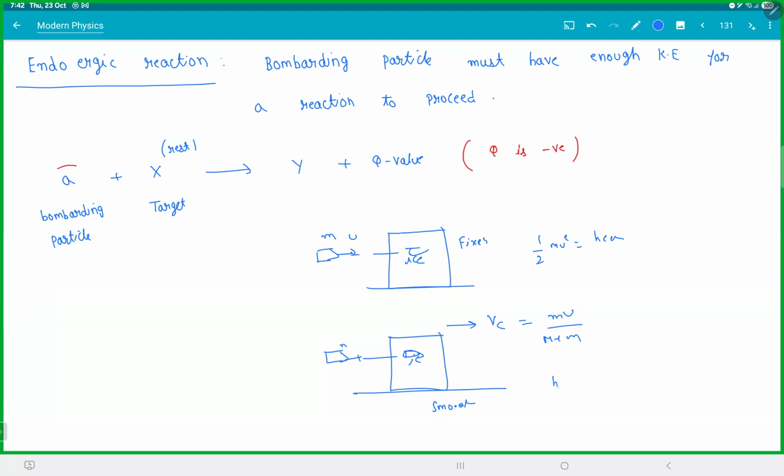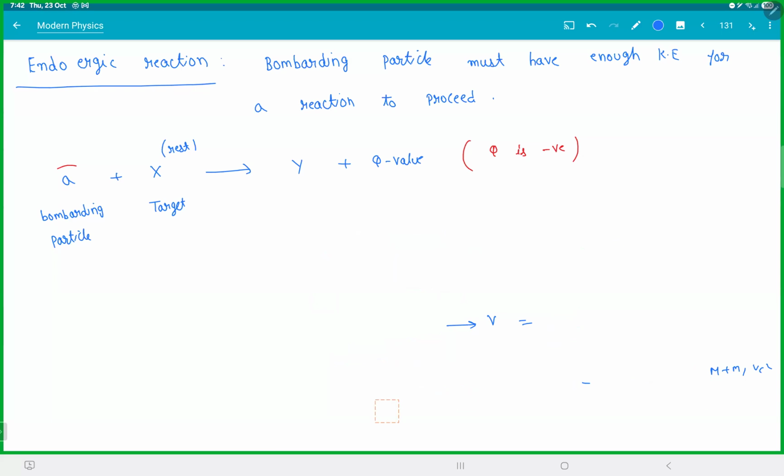So the heat will be how much now? The heat will be half m u square, the initial energy, minus half (m plus m) v common square. Can you clearly see in the second case you produce less heat than the first case? The problem is, if all the kinetic energy becomes heat, that means the center of mass velocity is zero. That means momentum is not conserved. Are you clear? Something similar happens here.